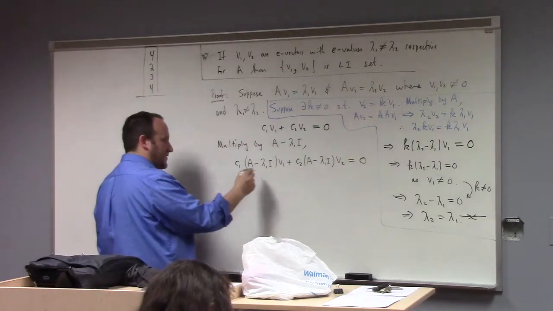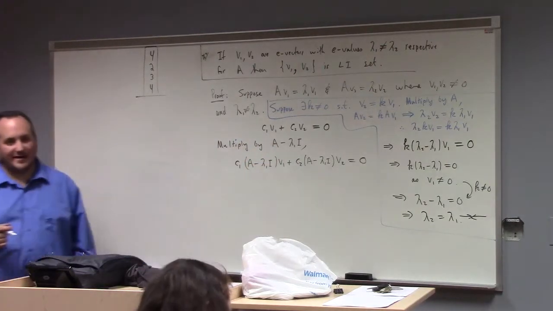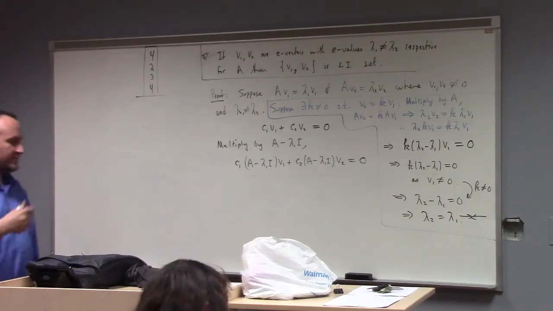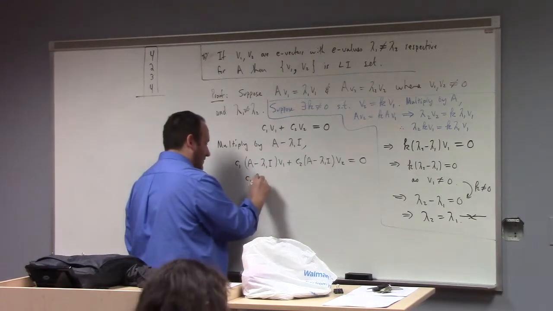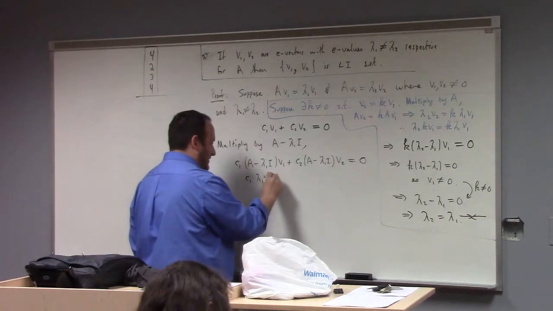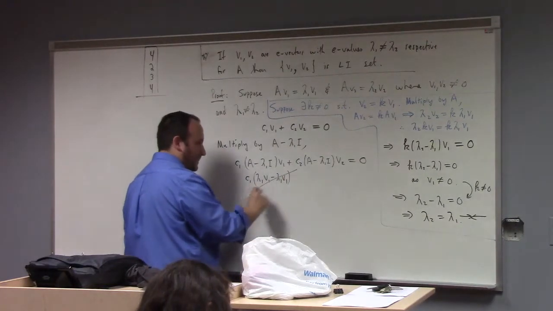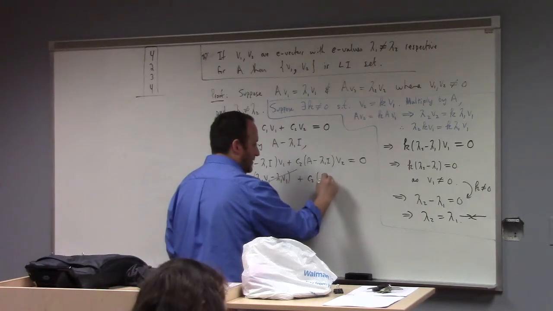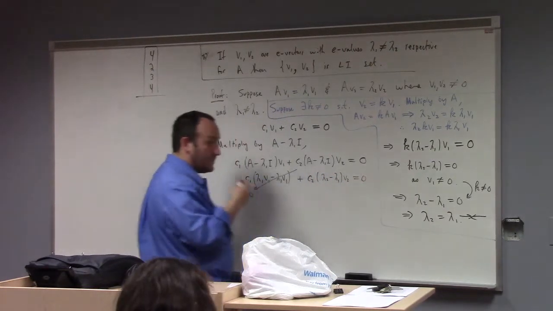And see, by construction, A minus lambda I is the matrix which annihilates V1. By construction, V1 is in the kernel of this matrix. Excuse me, the null space. And so this is C1 lambda 1 V1 minus lambda 1 V1, which of course is 0. And then you have C2 times (lambda 2 minus lambda 1) V2 equal to 0.